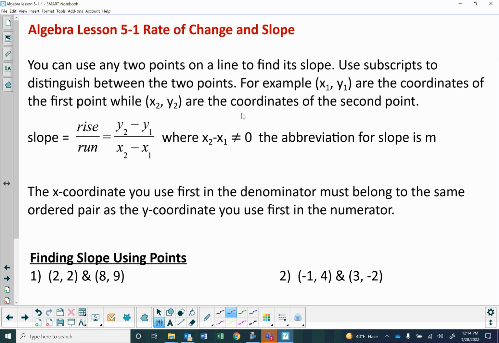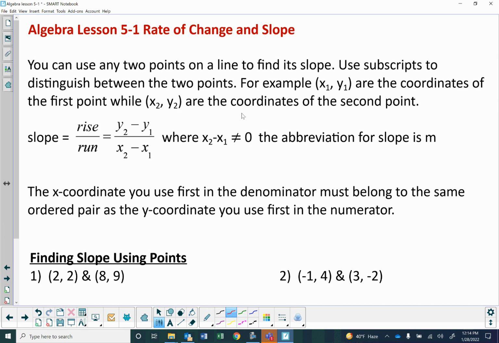And the slope formula is rise over run, and it can be y2 minus y1 divided by x2 minus x1. Y has to be on the top, x has to be on the bottom. And x2 minus x1 cannot equal 0. We'll talk about that. And the abbreviation for slope is m. And I told you I would tell you what that stands for.